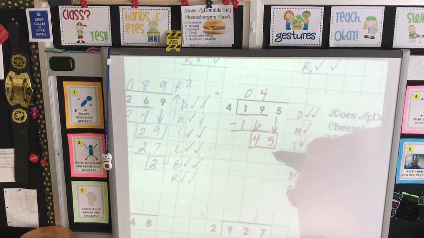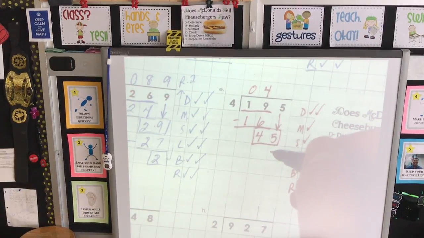Determine 4 times what gets me close to 45 without going over. Just go through your 4's facts. Okay, 4 times 5 is 20. That's not really that close, so let's go up quite a bit higher. Who wants to figure something out? 4 times what?